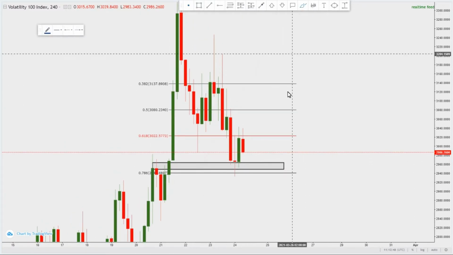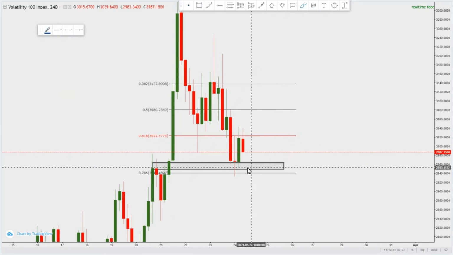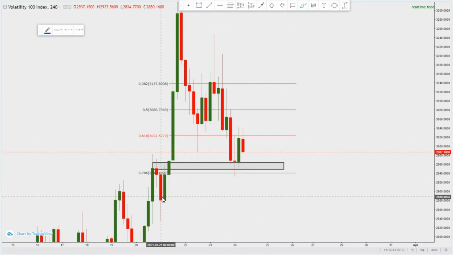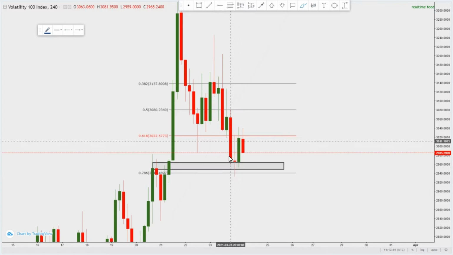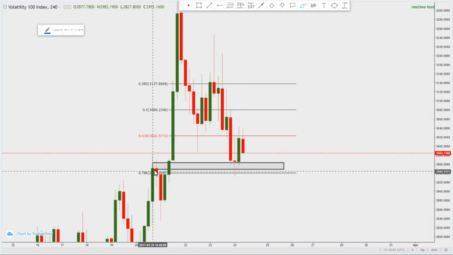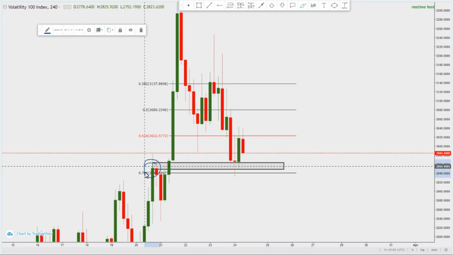Price came all the way to test a rare Fibonacci level. Price doesn't normally test the 0.786 Fibonacci level. It's a rare Fibonacci level that the market tests. But in this case, you can see the market came all the way back to test that level because it was a level that was perfectly aligning with structure.